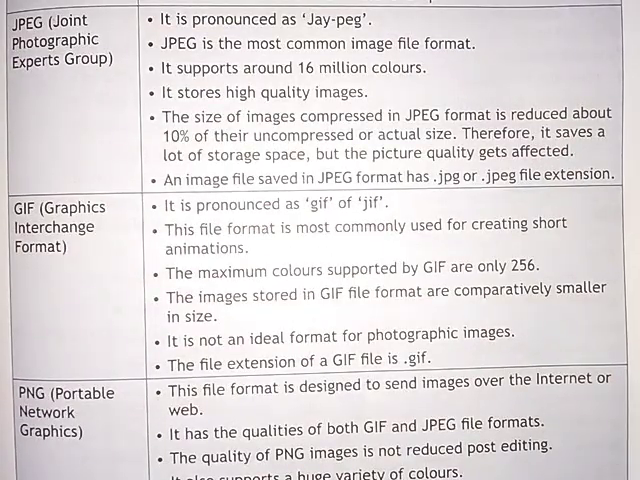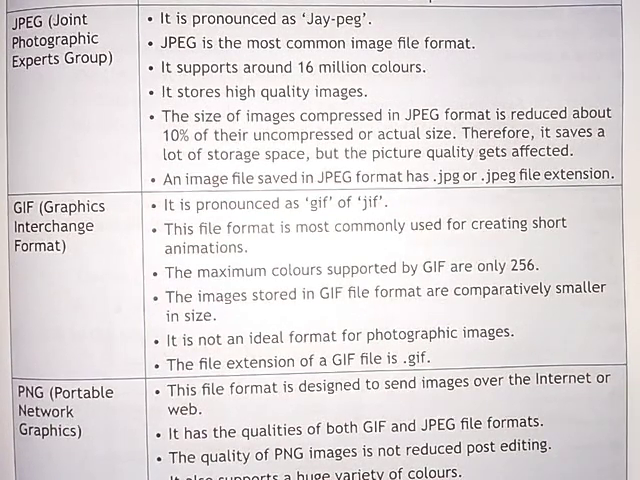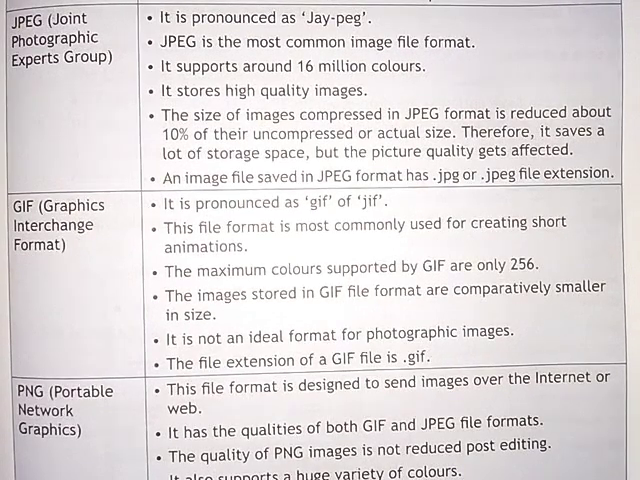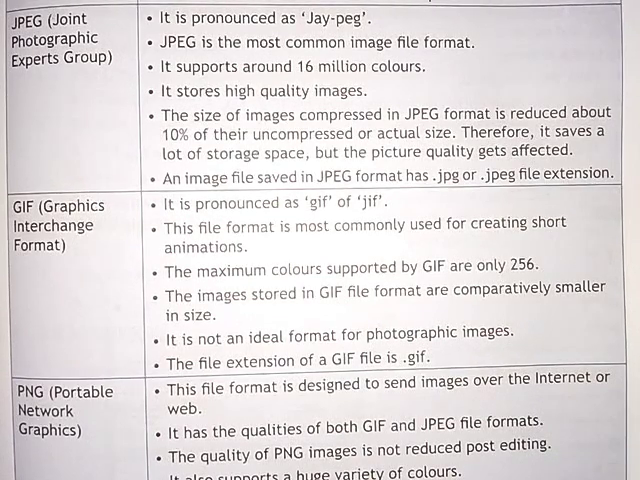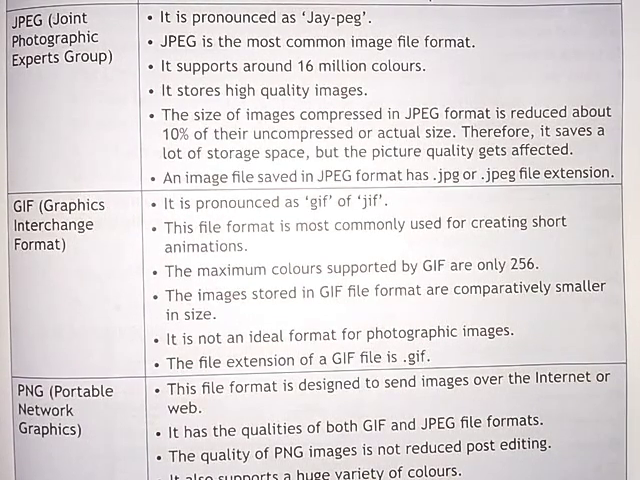JPEG. It is pronounced as JPEG. JPEG is the most common image file format. It supports around 16 million colors. It stores high quality images. The size of images compressed in JPEG format is reduced to about 10% of their uncompressed or actual size. Therefore, it saves a lot of storage space, but the picture quality gets affected.